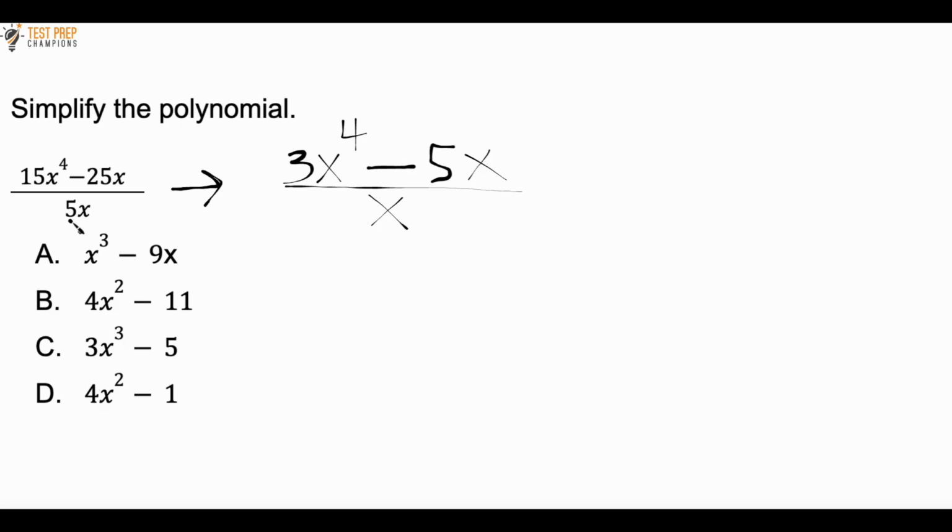Now I'm going to divide each term by x. So if I do 3x to the power of 4 divided by x, I just get 3 times x raised to the power of 3. All right, so if I now do 5x divided by x, I just get 5 because x divided by x cancels out. And if I divide this x down here by x, the x's cancel out. So the correct answer is 3 times x to the power of 3 minus 5.